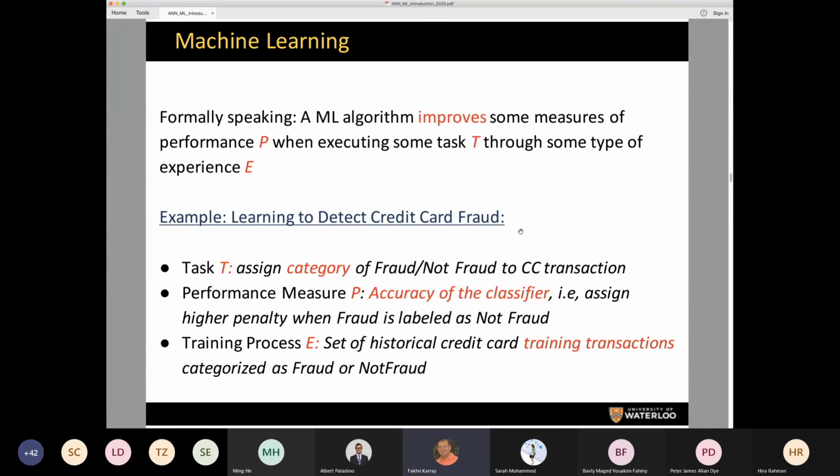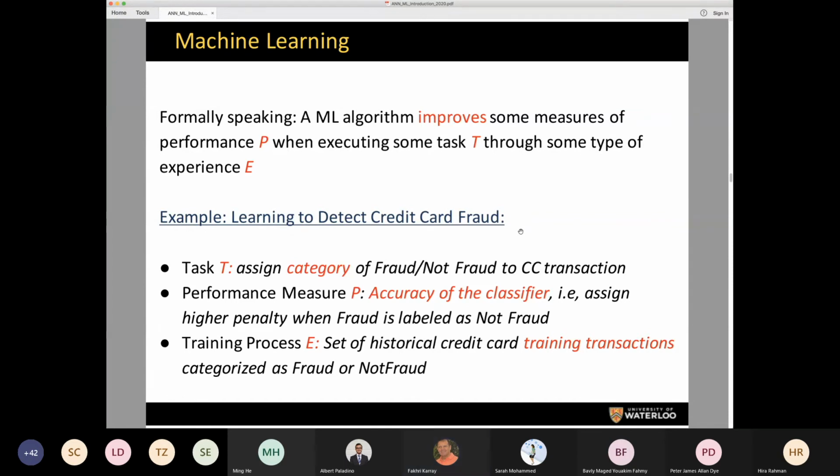Let's make a very, very brief definition here of a machine learning algorithm. This is coming from a number of textbooks. It's not my definition, but it is the conventional definition that people utilize. So in general, a machine learning algorithm improves some measure of performance. We are going to see the notion of performance later on, but this is generic. It improves it when executing some task T through some type of experience E.